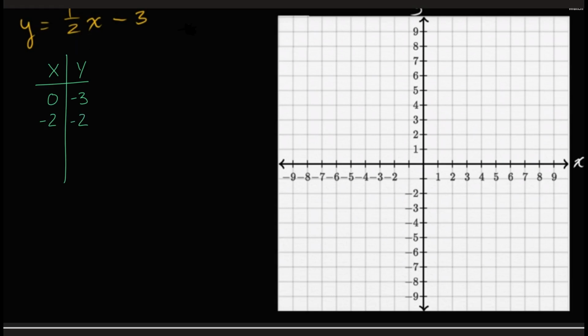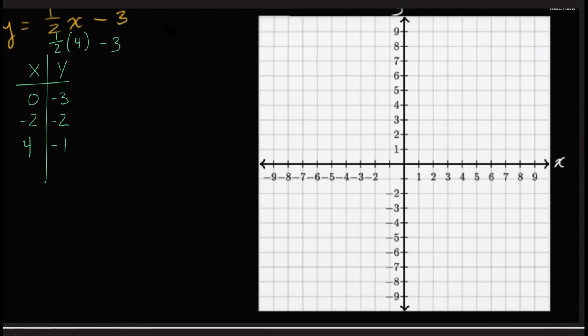Again, I'm not going to input 1 because that's going to give me a fraction. What I am going to input is 2 because 1/2 times 2 is 1, and 1 minus 3 is -2. Let's think of another one. 3 won't work. 1/2 times 3 is 1.5, that's a decimal or fraction. So I'm going to input 4. 4 times 1/2 is 2, minus 3 is -1. And then really, I only need 2 points here. Whenever I'm graphing a linear line, you only need 2 points. But we'll go above and beyond and do these 3 points.